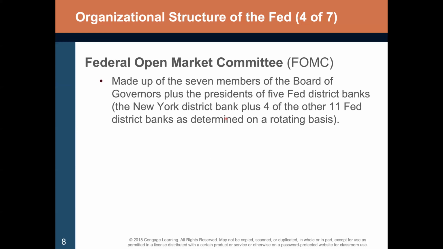So the Fed has what they call the Federal Open Market Committee, FOMC. It's made up of the 7 members of the Board of Governors, plus the presidents of 5 Fed district banks, the New York District Bank plus 4 of the other 11 Fed district banks, as determined on a rotating basis. So the New York Fed is always on that committee, and then there are 4 others which rotate amongst the other 11 Fed district banks.